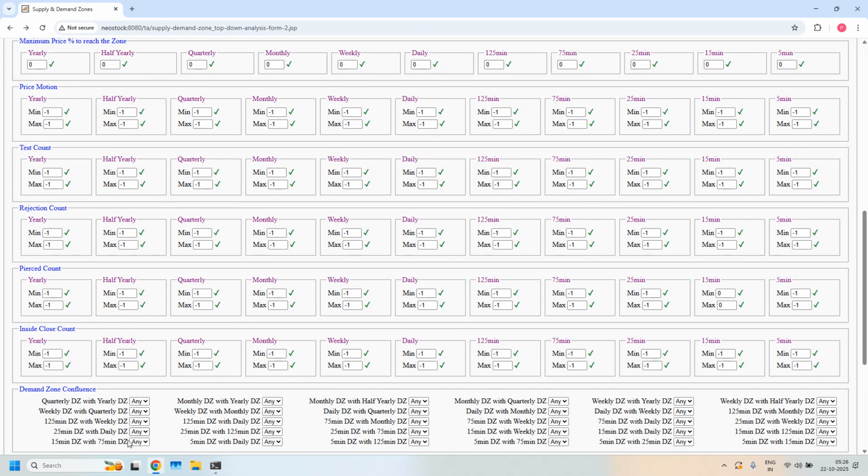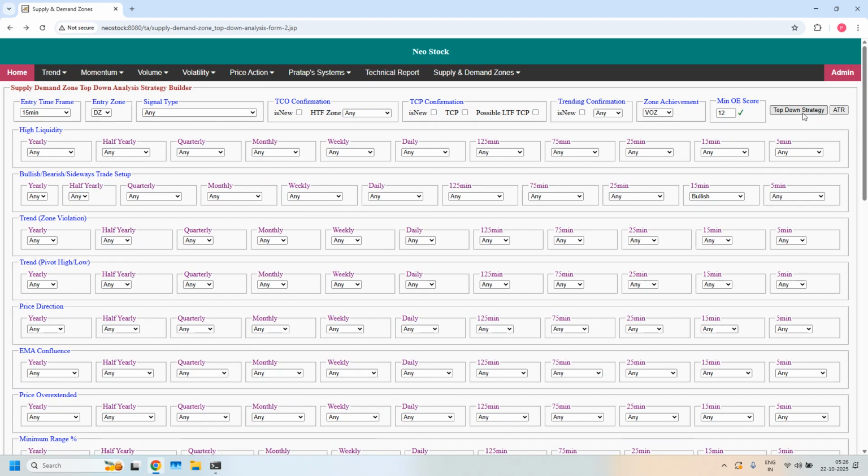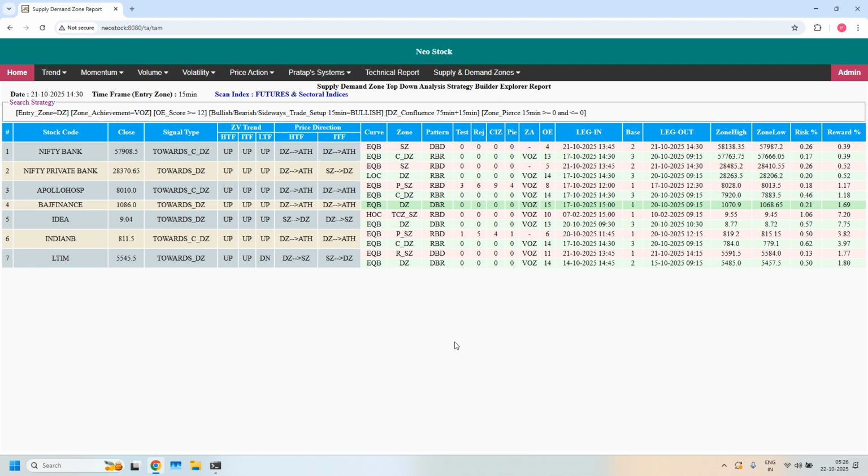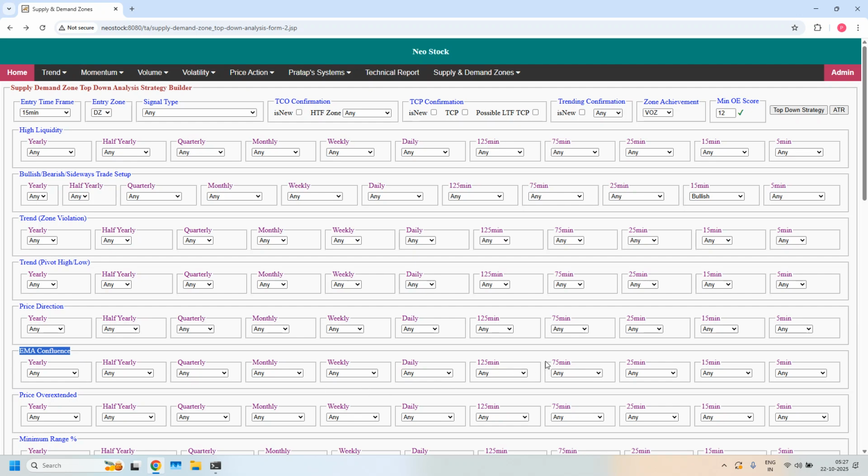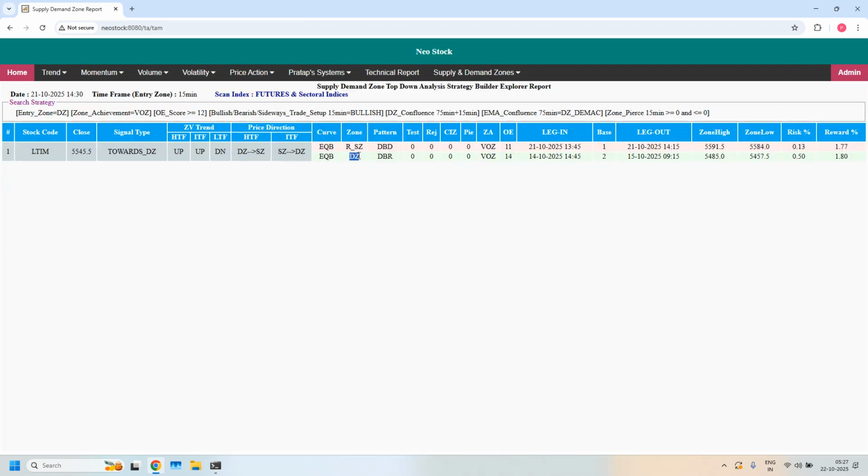So first step, 15 minutes demand zone with 75 minutes demand zone confluence. By applying the filter, we got 7 stocks. Again in these 7 stocks, we should further filter based on 75 minutes demand zone having daily EMA confluence. That is 75 minutes demand zone with daily EMA confluence. We got only 1 stock. So this 15 minutes demand zone might be having more high probability to get success, provided lesson 20 checklist items are satisfied. Otherwise, higher chances of zone violation.